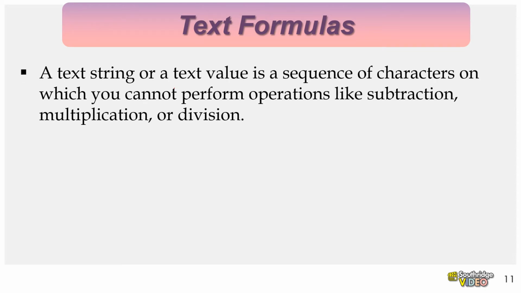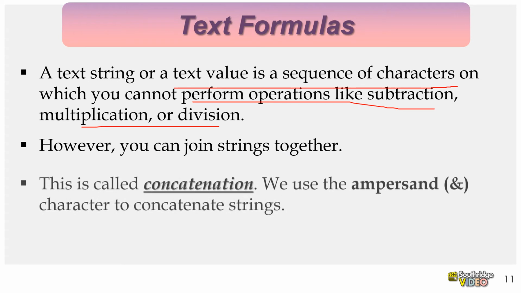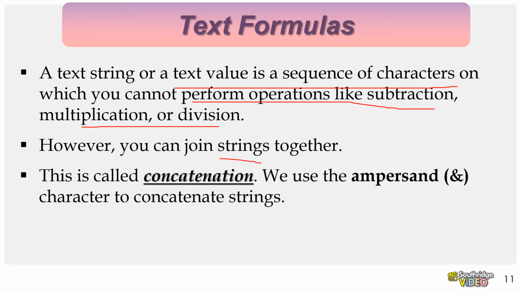Next we'll see text formulas. A text string or a text value is a sequence of characters on which you cannot perform operations like addition, subtraction, multiplication or division. Here you cannot perform mathematical operations. Instead, you can concatenate, or join strings together. Strings are nothing but characters like alphabets, text. So joining strings together is called concatenation.